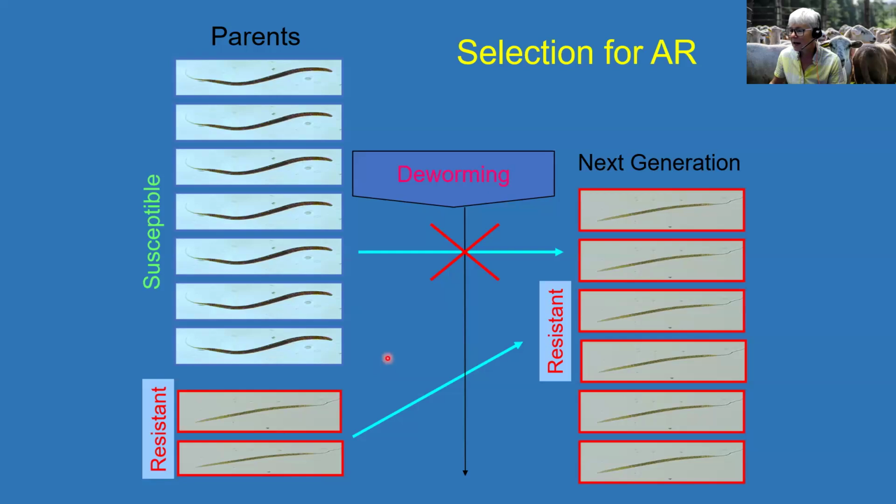So just to illustrate the point of how we got to the point of mostly resistant worms. If we're using a dewormer, let's say we have mostly susceptible worms, but there are 2 resistant worms. When we go to deworm all of these, only the resistant ones survive. So the next generation is all resistant.